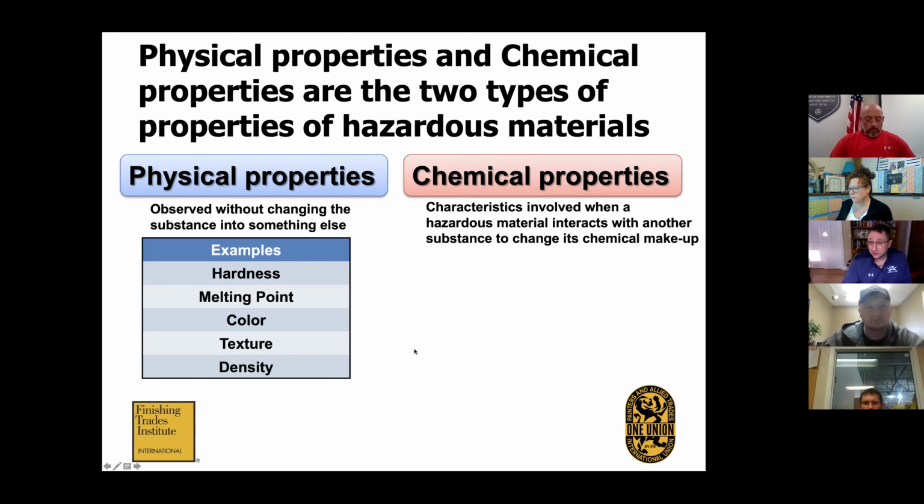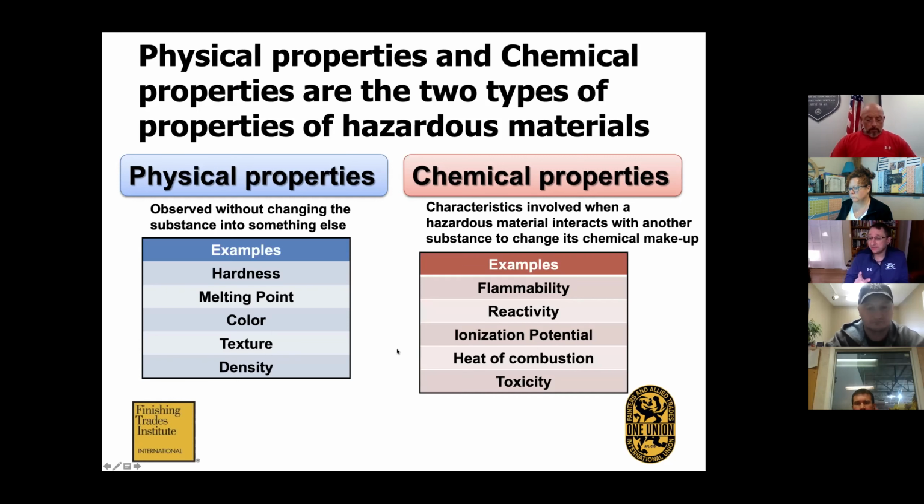as opposed to chemical properties. So these are things like flammability, reactivity, ionization potential, which relates to air monitoring. We need to know about a chemical's ionization potential if we use a photoionization detector, heat of combustion, and toxicity. So these are some examples of things where it's their property of interacting with something else that's actually going to change then what that is.